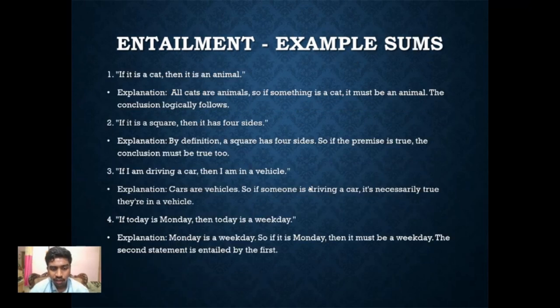Finally, let's look at some example statements to bring it all together. Let's look at the first statement. If it is a cat, then it is an animal. This works because all cats are animals, so if the first part is true, the second must be true. Coming to the second example, if it is a square, then it has four sides. Again, that's true by definition, so the conclusion is entailed.